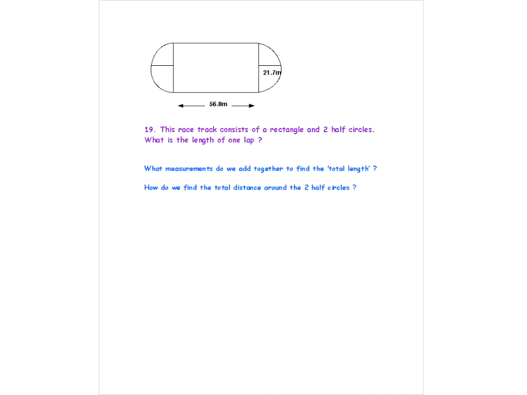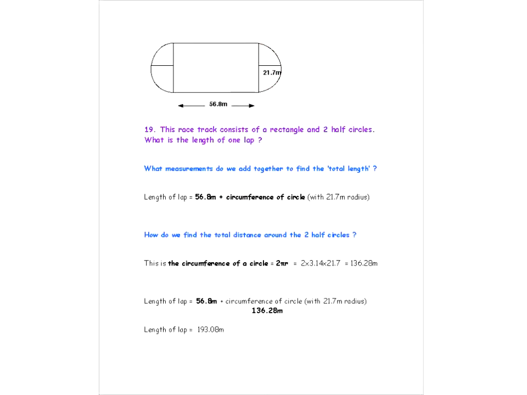Okay, next question. The racetrack consists of a rectangle, this part, and 2 half circles. What is the length of one lap? So, what measurements are we going to add together to find the total length of a lap? And how are we going to find the total distance around 2 half circles? Just some questions to think about.